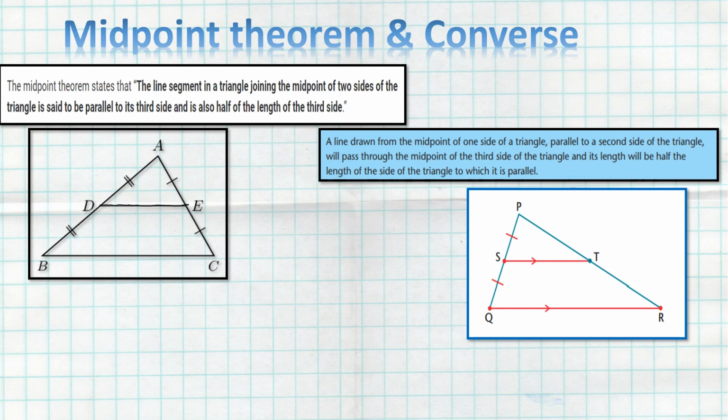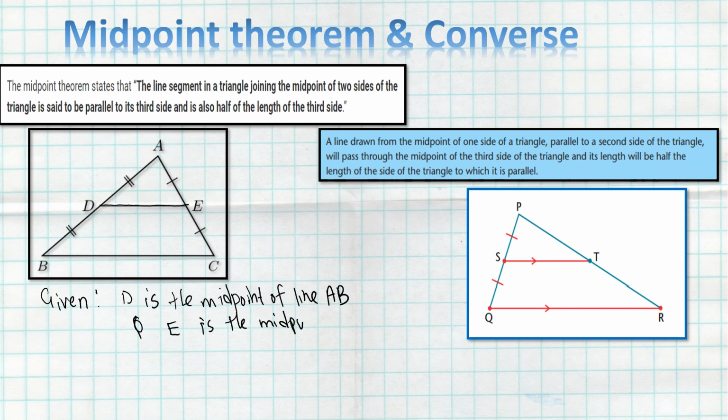Okay, so the given information here, let me write given. We are given that D is the midpoint of line AB, right? And E is the midpoint of line what? Of line AC. So if D is the midpoint of line AB and E is the midpoint of line AC.